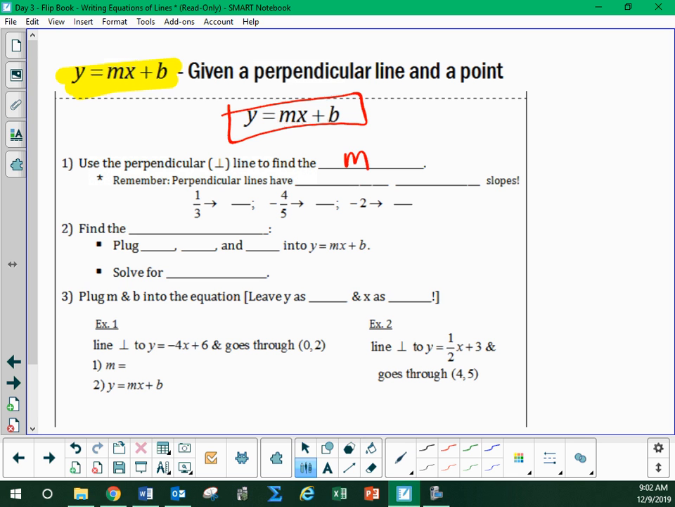Now again, with parallel, it's the same slope. Perpendicular lines, they have opposite reciprocal slopes.